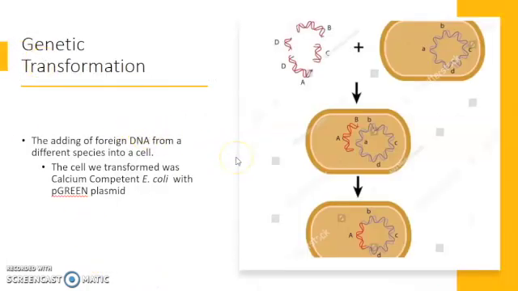Genetic transformation is the adding of foreign DNA from a different species into a cell. The cell we transformed was calcium-competent E. coli with pea-green plasmids. The calcium ion in the solution neutralizes the negative charge of the DNA backbone and the negatively charged phosphate in the plasmid membrane. This allows for the DNA to interact with the surface of the cell. This makes the cell able to take up the plasmid upon stimulation of heat shock.